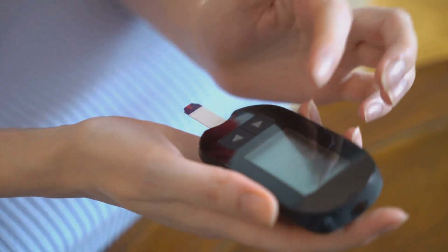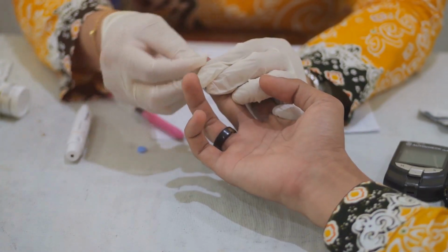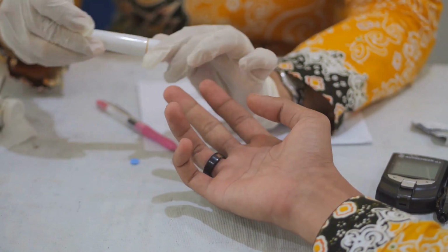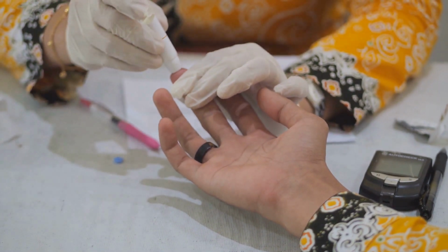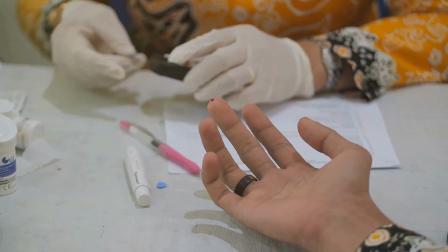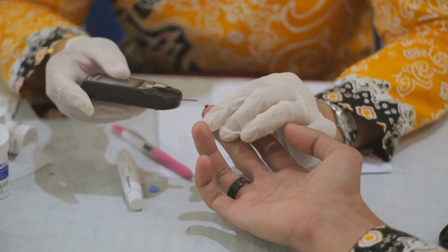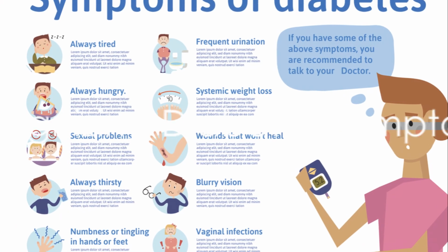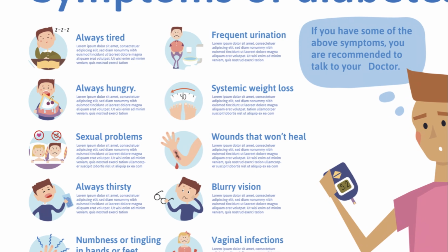While they might sound similar, type 1 and type 2 diabetes are distinct in their causes and development. Understanding these differences is crucial, not just for those afflicted by these conditions, but also for those who aim to prevent or manage them. So, let's continue our journey into the world of diabetes as we explore its symptoms, diagnosis, and management. So, what are the telltale signs of diabetes? Let's delve into the common symptoms.